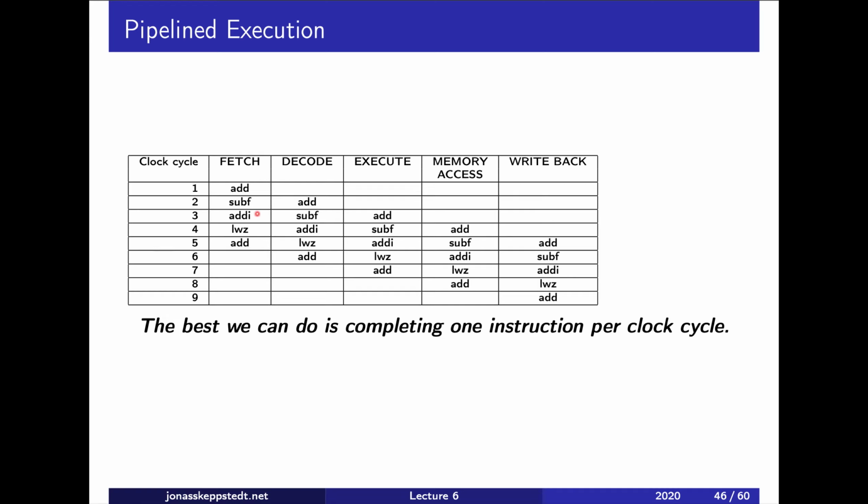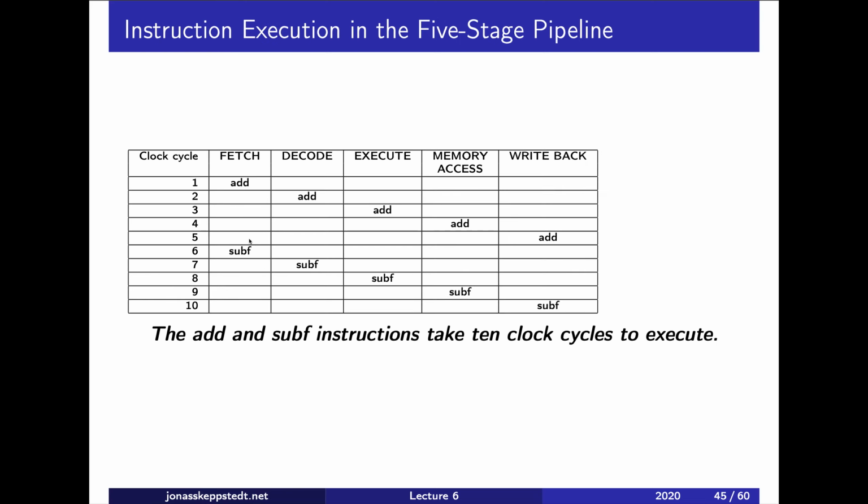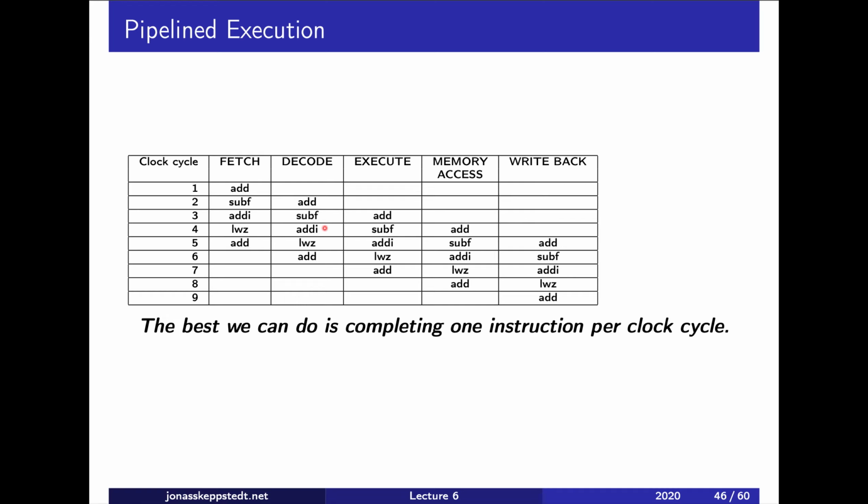When the add immediate has come to the decode, it wants to read the value produced by the subtract. Add immediate uses R6, which is produced by the subtract. Okay, so how can it get it? One way would be to sit here and wait until the subtract has come to this part and written the value into R6. But that's unfortunate. It's a waste of time.